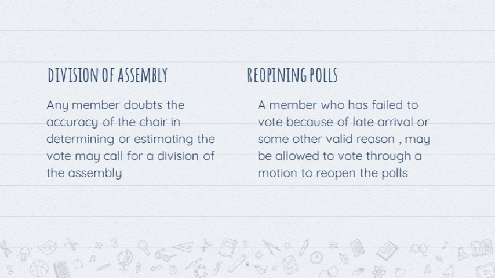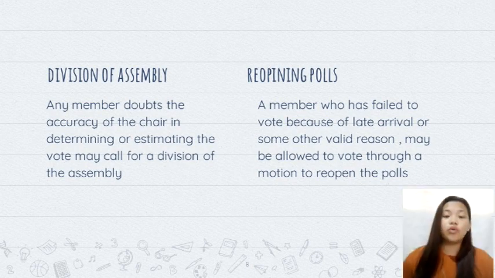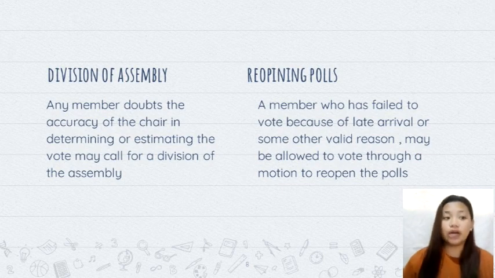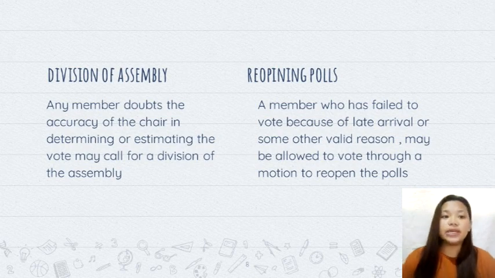Division of assembly. If any member doubts the accuracy of the chair in determining or estimating the vote, the member may call for a division of assembly. So, what is division of assembly? Division of assembly should not be confused with a motion to reconsider. The division of assembly does not reopen the question to debate but simply obliges the chair to recount the vote. So, the call for division should be made immediately after the result of the vote has been announced.